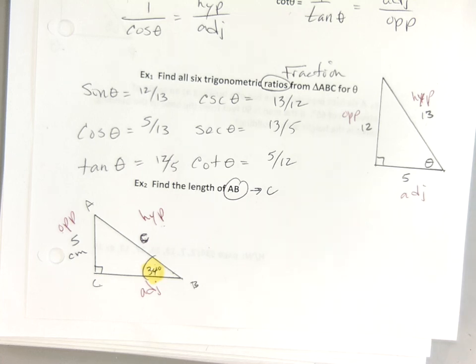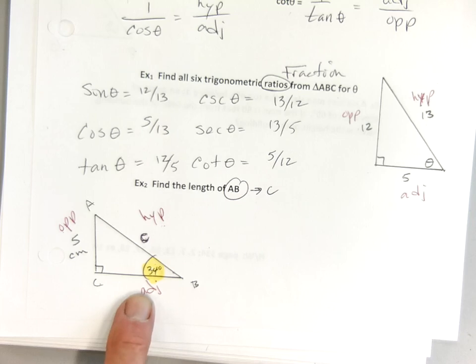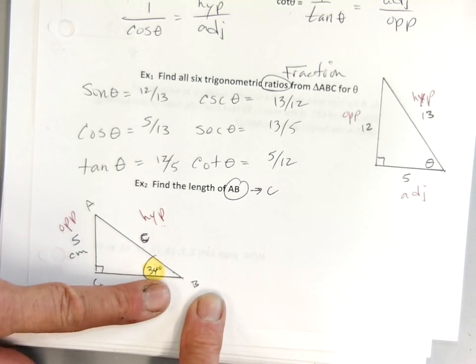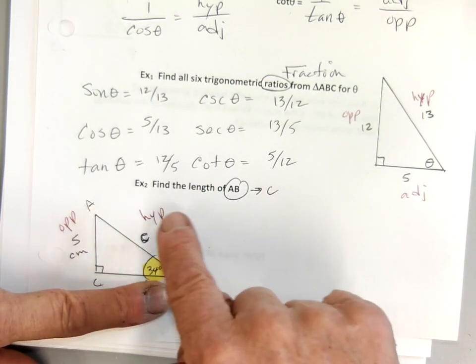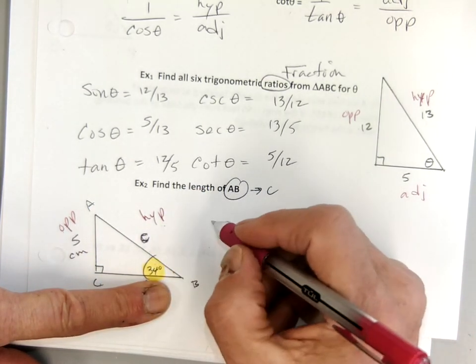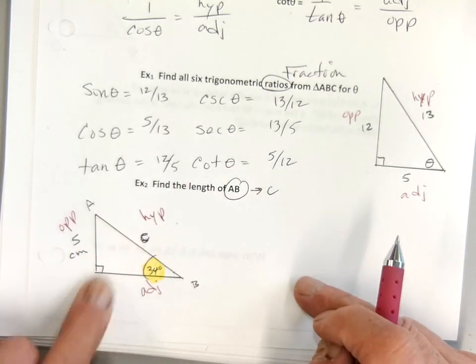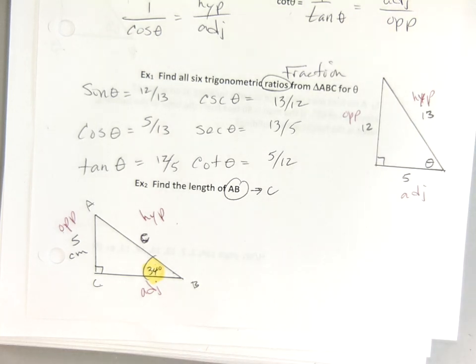I don't care about the adjacent. It's not in the question, correct? The question doesn't ask anything about it, so I don't care about the adjacent. But what are the two sides I'm concerned with? The opposite and the hypotenuse. So I'm looking for one of the trig functions that has opposite and hypotenuse in it. Okay, so look up there. Which one does it have to be? Yeah, it's going to be sine. Sine's the only one up there that has both opposite and hypotenuse. We don't care about the adjacent at all.